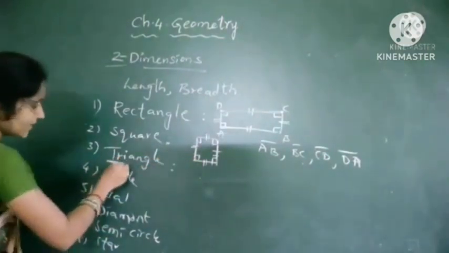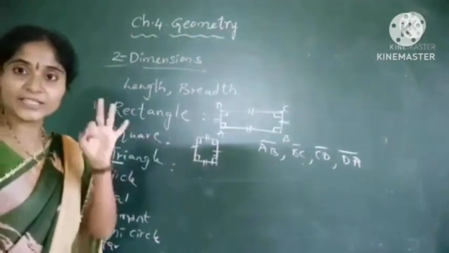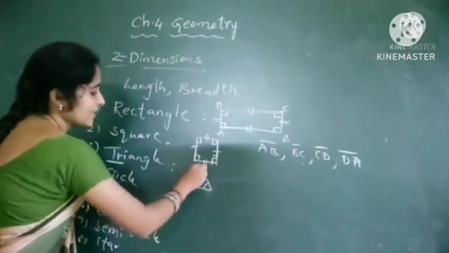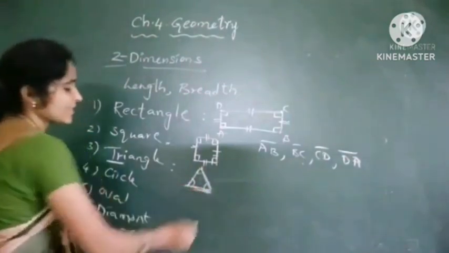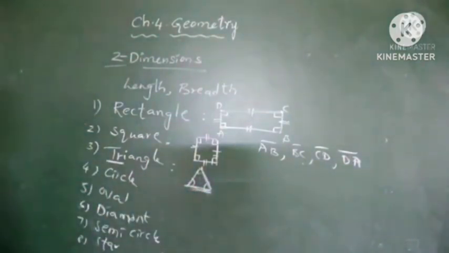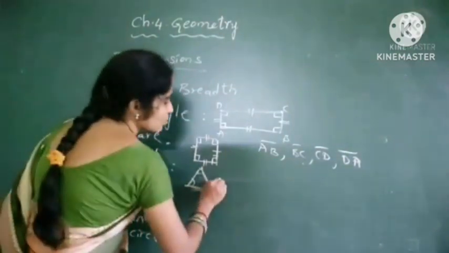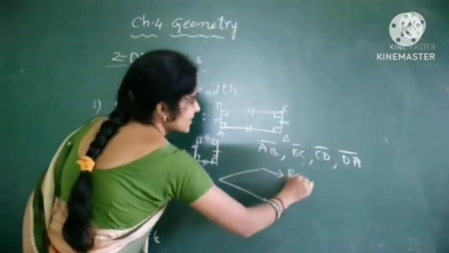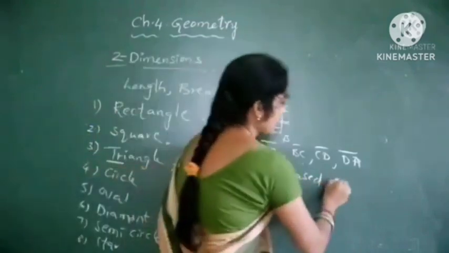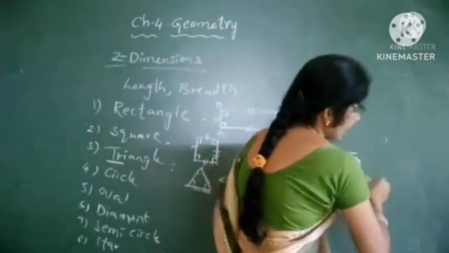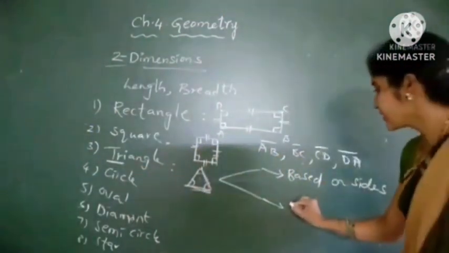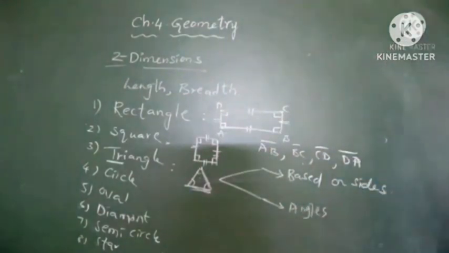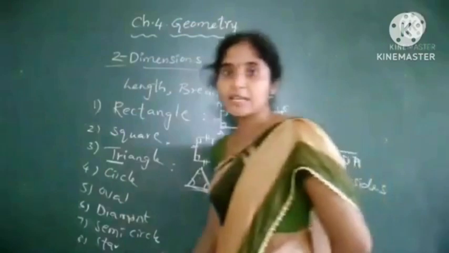Triangle. Tri is in the spelling only. Tri means 3. So a triangle has 3 angles and 3 sides. Here we also discussed types of triangles in our classroom. Based on sides, 3 types of triangles are there. Based on angles, 3 types of triangles are there. Based on sides, which types of triangles are there?